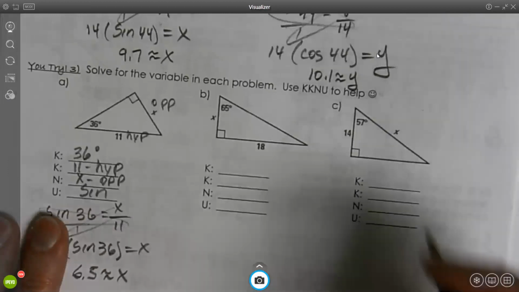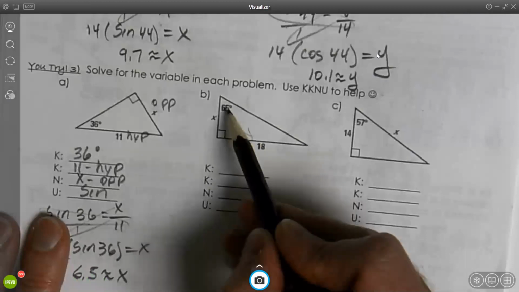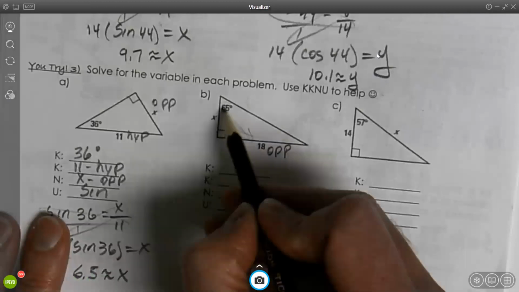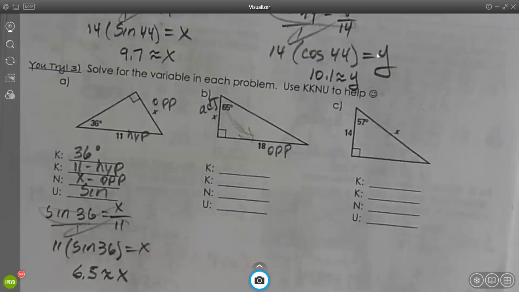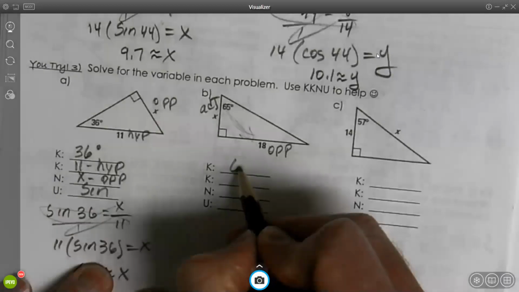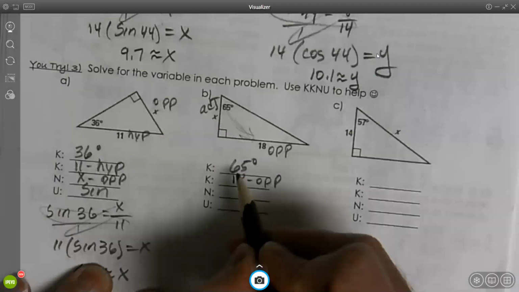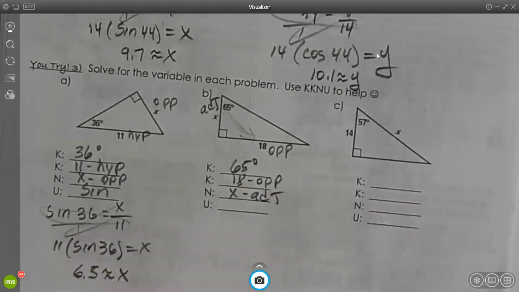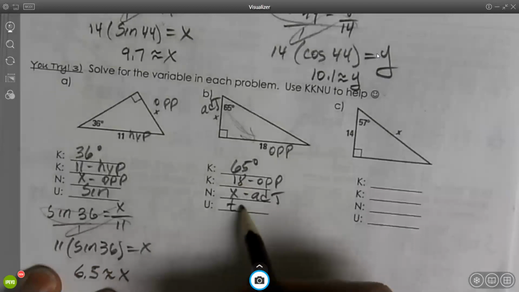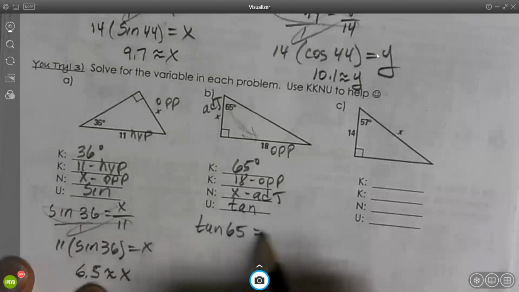The next question, look for the angle that they give you, and then notice the information. So the side opposite is the 18. The x is the adjacent side. Doesn't look like we're using the hypotenuse at all. So what do we know? We know a 65-degree angle. We know 18, which is the opposite side. We need to know the x, which is the adjacent. And because we're working with opposite and adjacent, that is tangent.